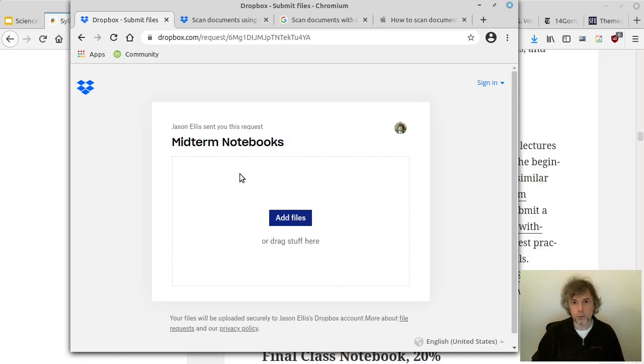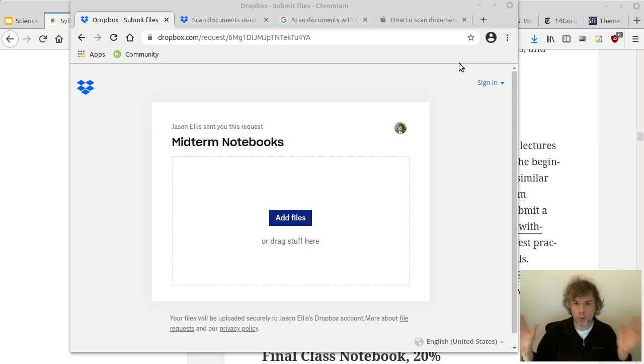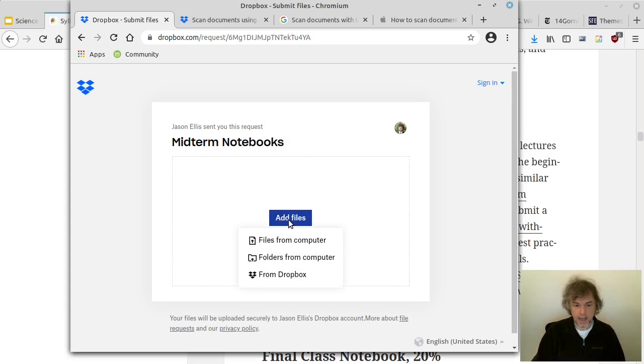All right, so let me show you what that looks like. So I have the Dropbox link open. You can see I'm not signed in. You don't have to do that. And just click Add Files or drag stuff here. If I click on Add Files, you can see that there's options for files from computer, folders from computer, from Dropbox. So if you did use Dropbox to create your PDF, you can click that link from Dropbox, log in, and be able to pull the PDF directly from there.